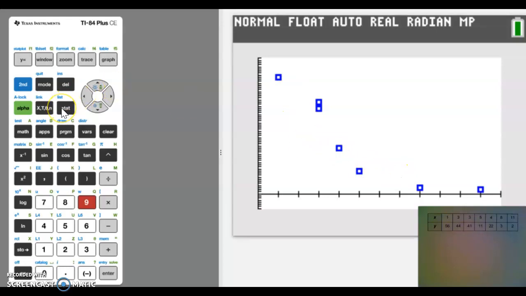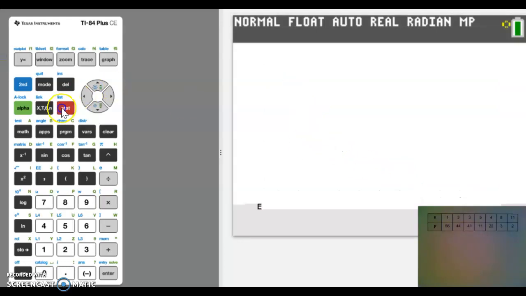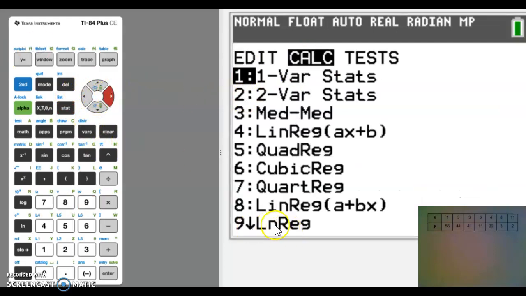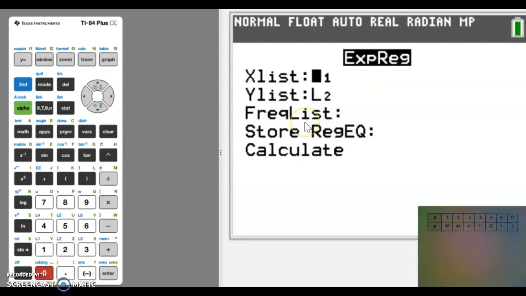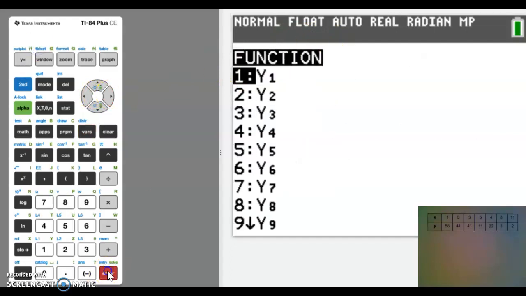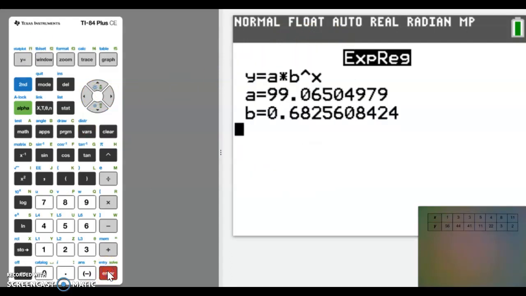So I'm going to go ahead and run my exponential regression. So I'm going to press stat. I'm going to go over to calc. Exponential regression again is number 0. I'm just going to press 0. Okay. Press enter several times. Boom, boom, boom. I do want to store my equation so I can look at it. So I'm going to go to vars. I'm going to go to yvars. I'm just going to press enter several times. Enter, enter, enter. All right, there it is.